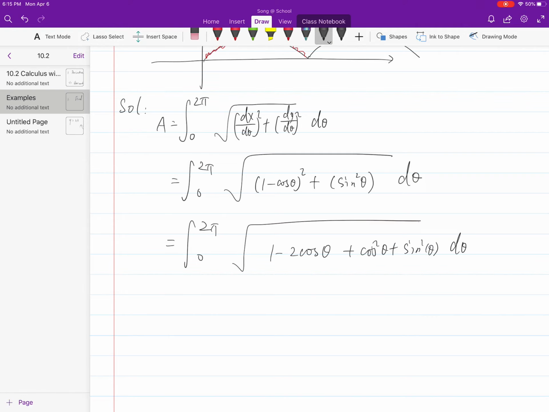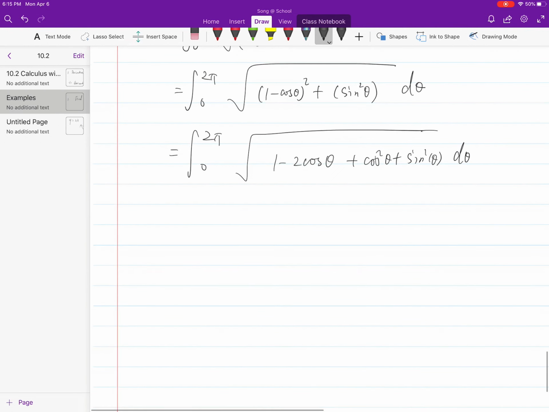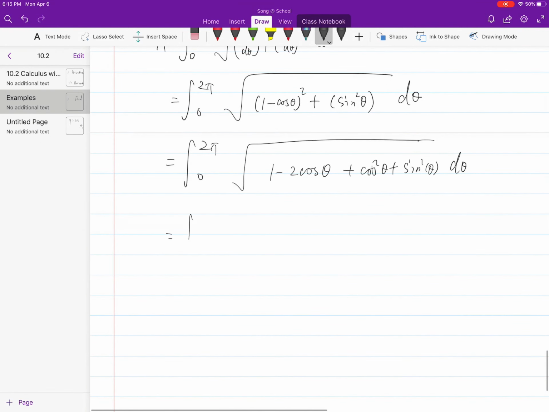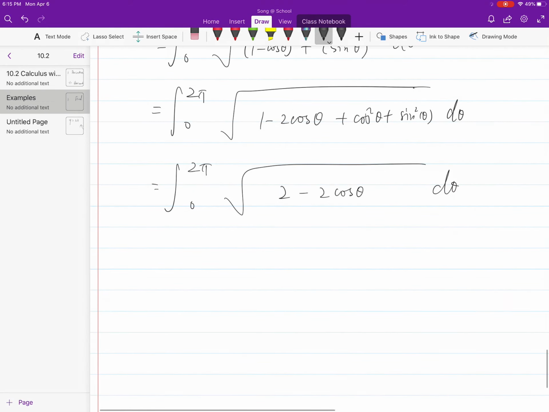One minus 2 cosine theta plus cosine squared theta plus sine squared theta d theta. One good news about those kind of regular shapes is they always cancel out, because they're just such a nice form. Do you realize there is something you can cancel out with sine squared plus cosine squared? You can easily get 1. This 1 goes with the 1, so you have 2 minus 2 cosine theta.